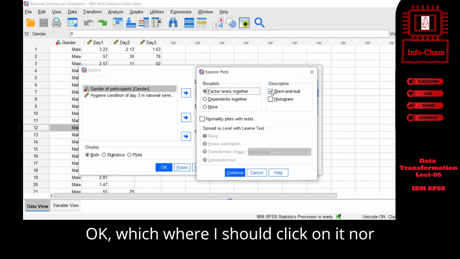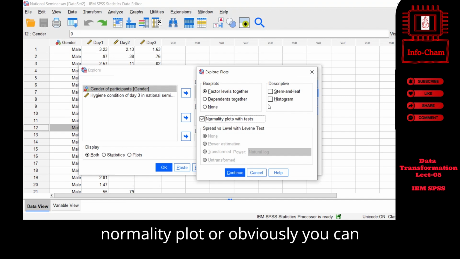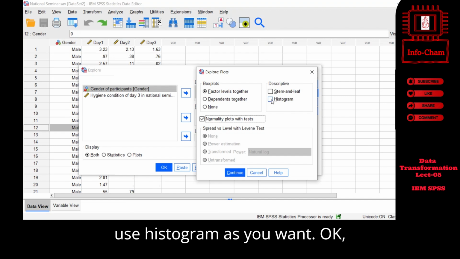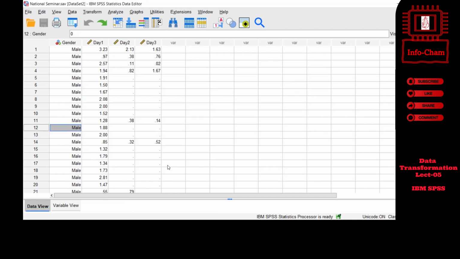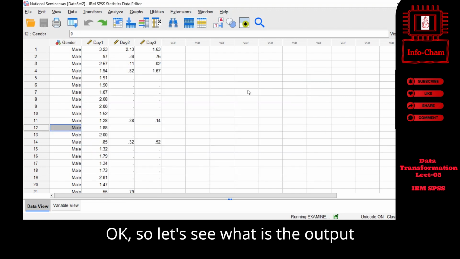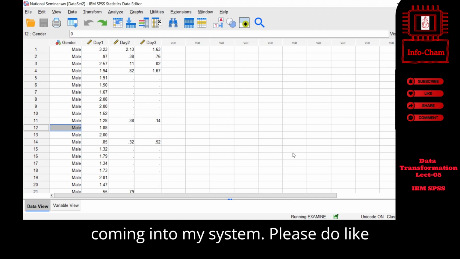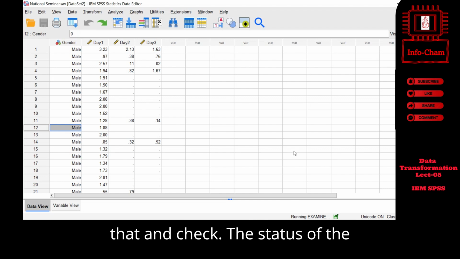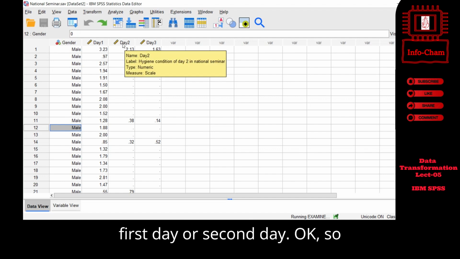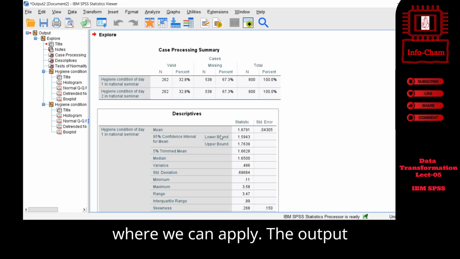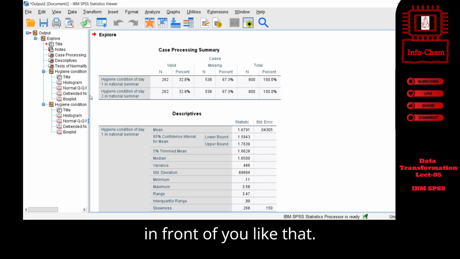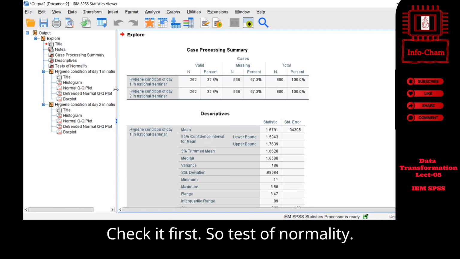Okay, so now Statistics, no. Plots, okay, where should I click? Normality plots, or obviously you can use a histogram as you want. It is your choice. Okay, so let's see what output is coming into my system. Please do like that and check the status of the first day and second day. We will see which is good for us and where we can apply it. Check it first.